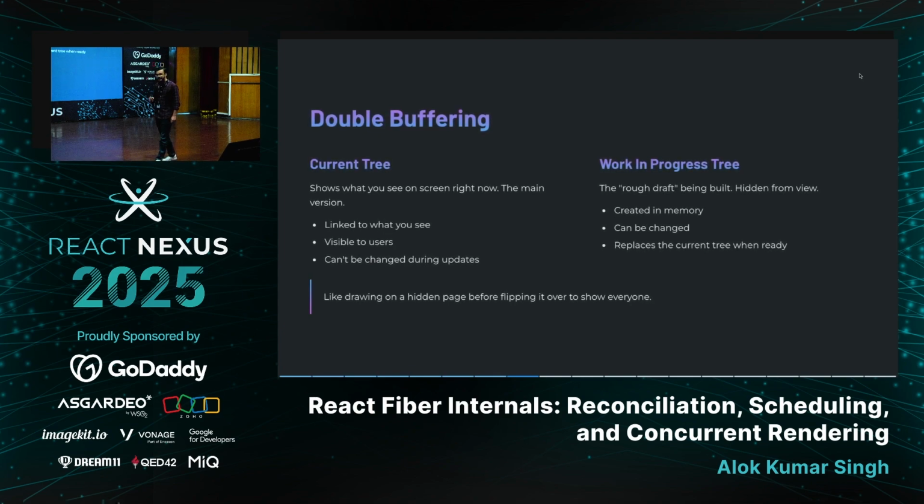So for that, we have to understand these two concepts. We have double buffering, which has two major properties, the current tree and the work in progress tree. So what are these? The current tree is actually what you see on your UI. It is the live UI that you see on the screen. It can't be changed. It is uninterruptible. Whereas the work in progress tree is an exact replica of your current tree. It can be changed since React has created this work in progress tree in memory. So this is where we update all our changes, whether to create a node, append a node, or update a node.